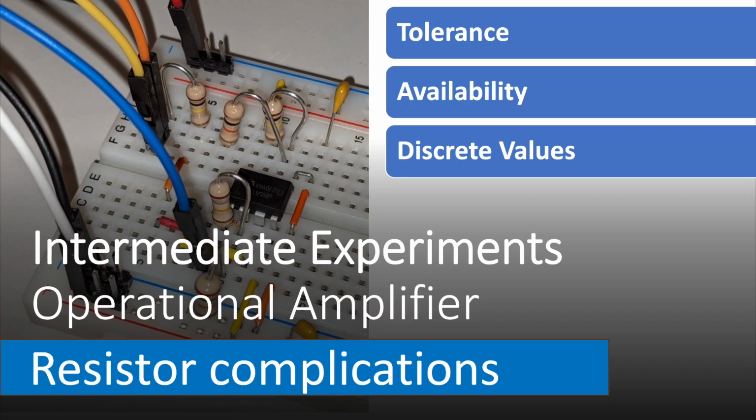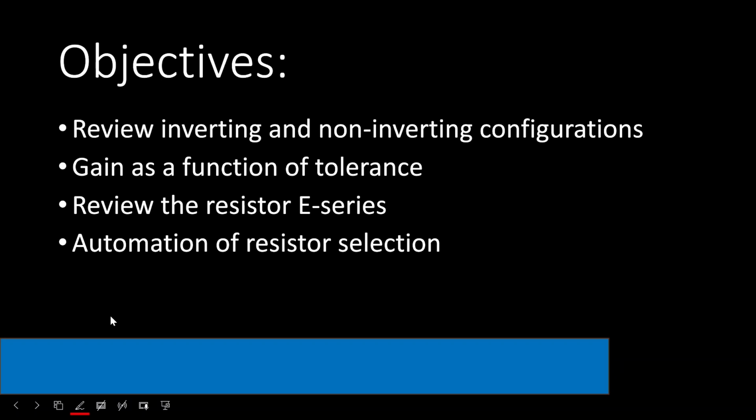Welcome everyone to this intermediate experiments in electronic circuits. Today we're going to explore operational amplifiers with a focus on resistors, specifically the complications that arise from tolerance, availability, and discrete values. We'll start with a review of the inverting and non-inverting op-amp configurations.